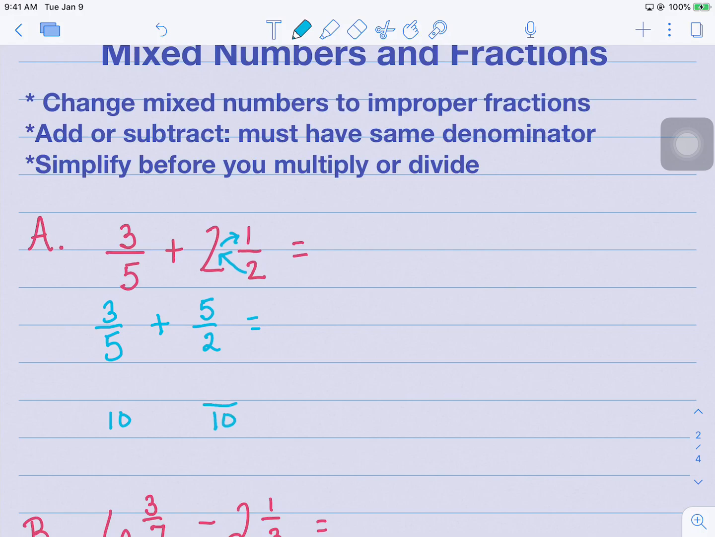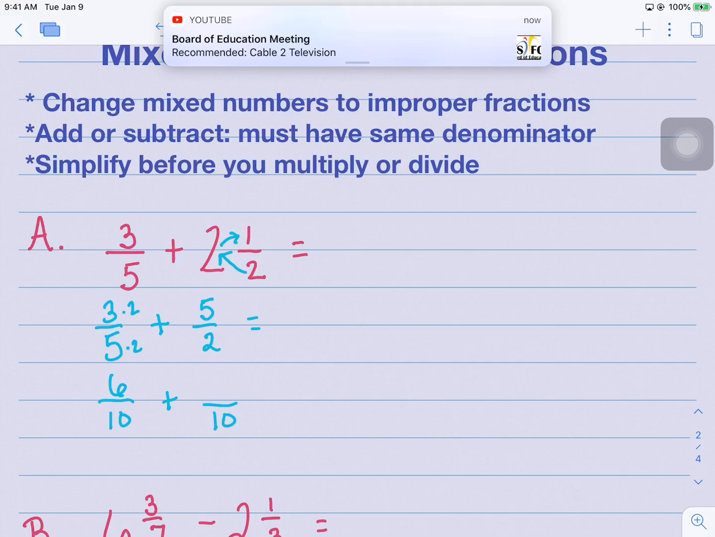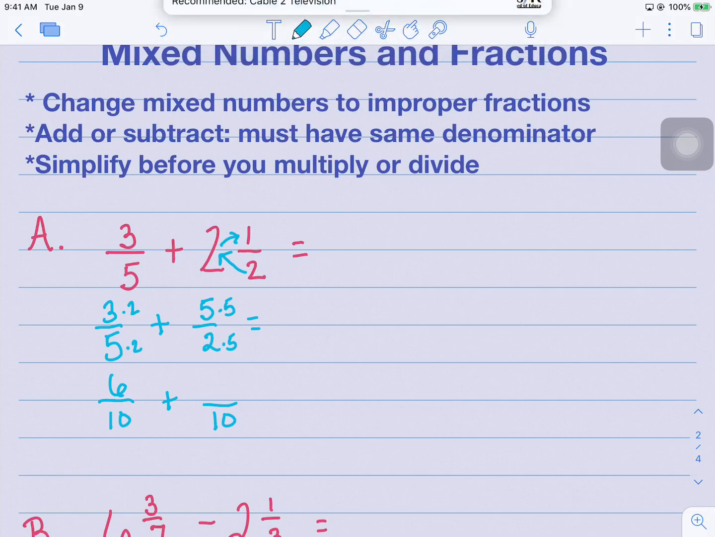So we're going to change the denominators to 10. We ask ourselves, 5 times what gets us 10? Well, that's 2. So if we multiply this by 2, we have to multiply the top by 2. So 3 times 2 is 6. 2 times what gets us 10? Well, that's 5. So 2 times 5 at the bottom, and we have to do the same at the top. So we have 25 over 10.